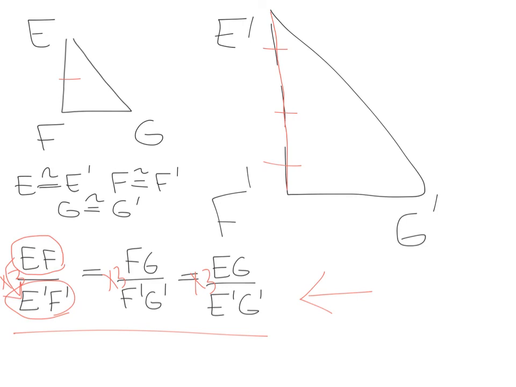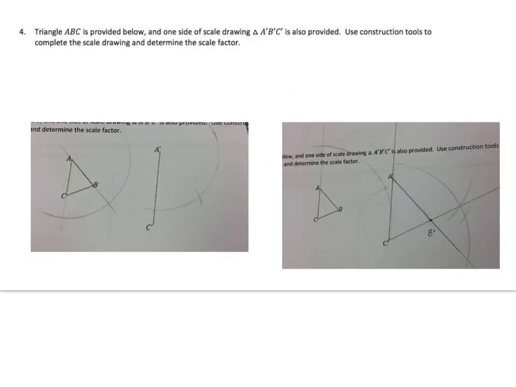Cool? Cool. All right, number 4. Triangle ABC is provided below, and one side of the scale drawing A prime, B prime, C prime is also provided. Use construction tools to complete the scale drawing and determine the scale factor. Okay, we don't know the scale factor at all. They just gave us a side length, right? So here we need to remember how to copy angles. So what I did here, I've got the original triangle and the new side length of the triangle.